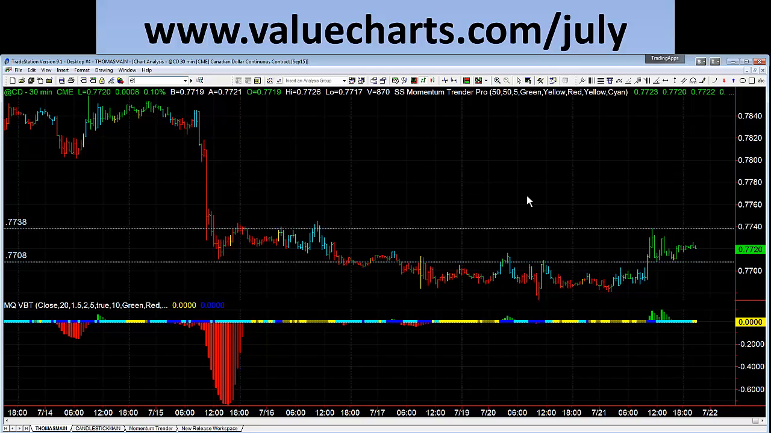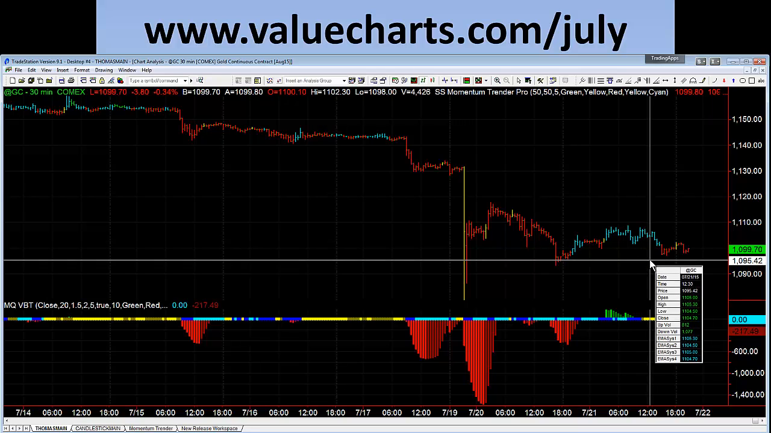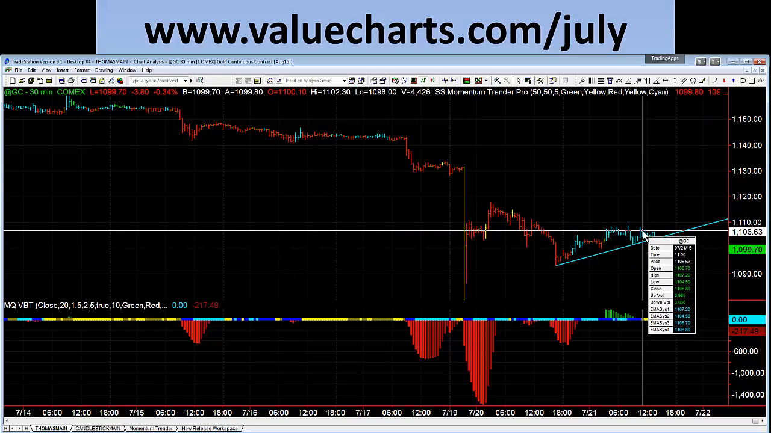Can I show gold? Here's gold. Gold was in a squeeze earlier today. What did I say in the trading room, by the way? Going to the close of the trading room at 12 o'clock Eastern. Watch for gold to sell off going into the close. And what happened to gold?